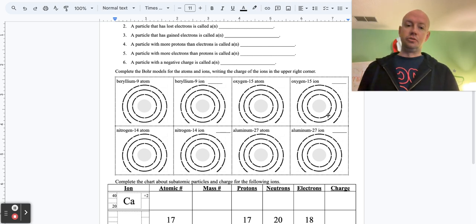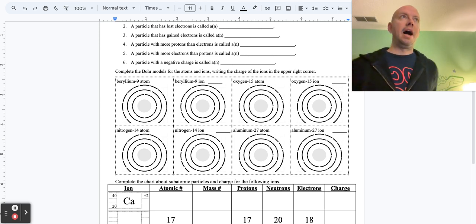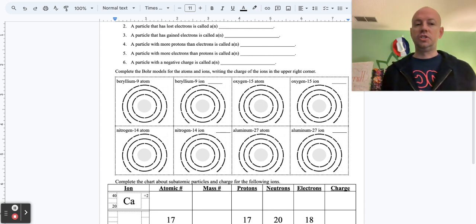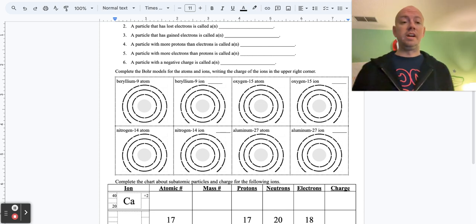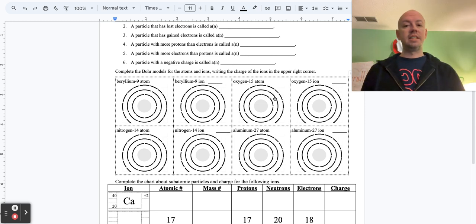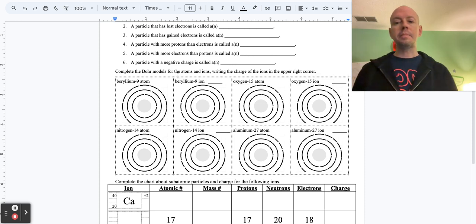To get the neutrons, just like in the last video, we take mass, that 9, or for oxygen, the 15. We don't use the number on the bottom of the periodic table. Don't worry if it's different. Don't worry if it's the same. Don't worry if it's close or far away. This is the mass of the atom and the ion we're looking at.